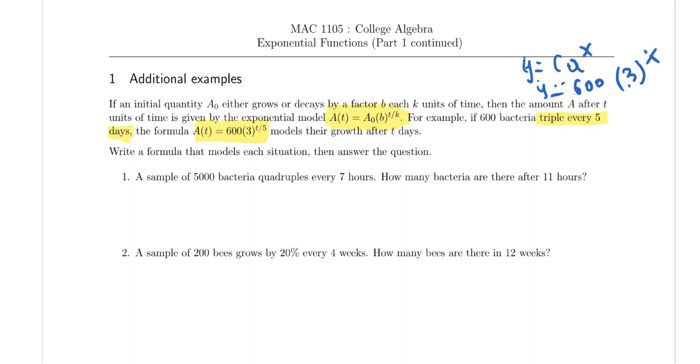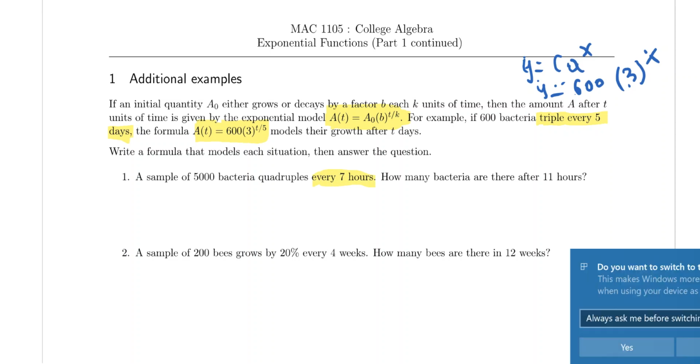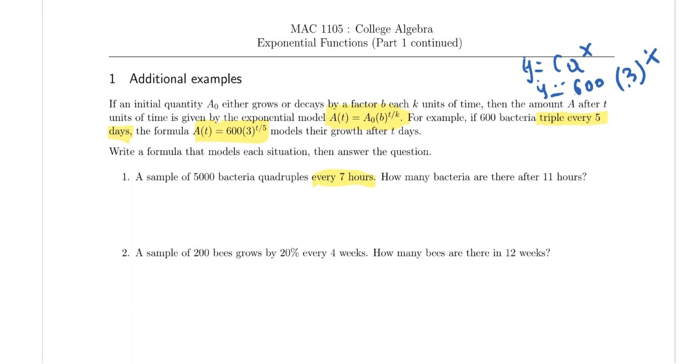A sample of 5,000 bacteria quadruples every 7 hours. So this is your cue, every 7 hours. So every time you hear something like that, just write down the formula and then fill in what's given. So the formula says that the amount after t equals A0 times B to the t over k.